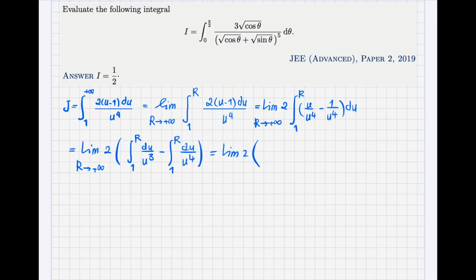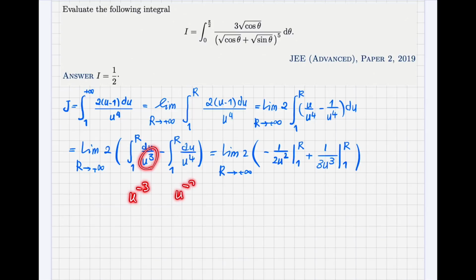So this becomes u to the power minus 3. So it becomes u to the power minus 2 divided by minus 2. So it becomes minus 1 over 2u squared, from 1 to r. And the next one becomes positive 1 over 3u to the power 3, again from 1 to r. Yes, hopefully, let me double check everything. So I brought this up to u to the minus 3, so the integral becomes u to the minus 2 over minus 2, so that is correct. And then this becomes u to the power minus 4, so it becomes u to the minus 3 over minus 3, so I brought this down, so it becomes this. And then I change this one to positive. Yes, everything seems right.